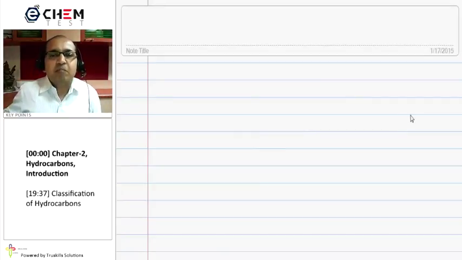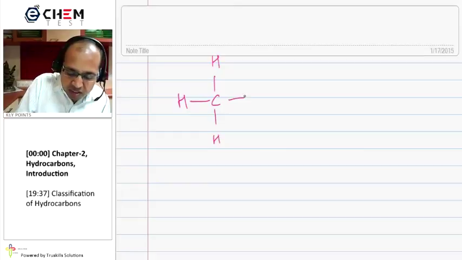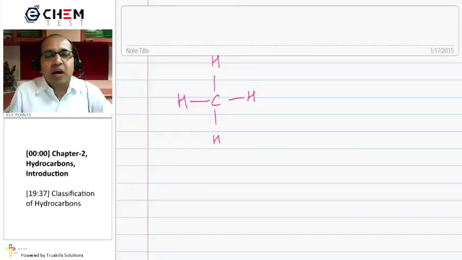Among the hydrocarbons obtained from the earth crust, the simplest hydrocarbon is, if you remember, methane, because we know that the valency of carbon is 4, so we can write it in this way. This is the simplest hydrocarbon.